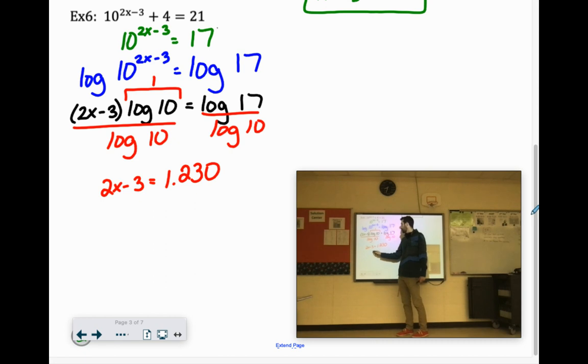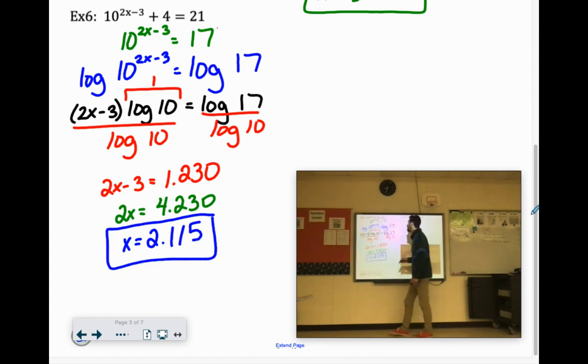So we'll add the 3. 2x equals 4.230. And then we'll have to divide by 2. 4 divided by 2 is 2. 2 divided by 2 is 1. And then 30 divided by 2 is 15. So x equals 2.115.